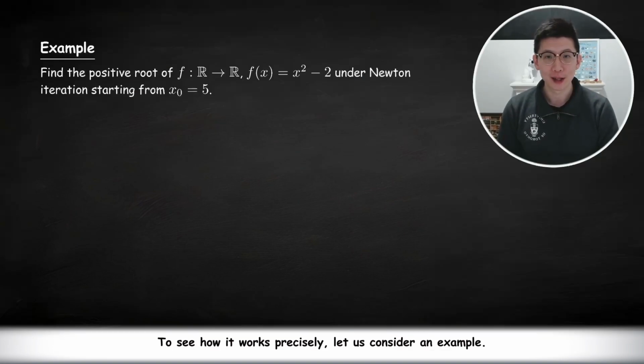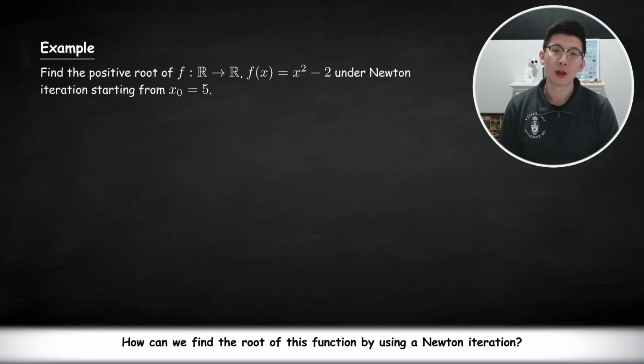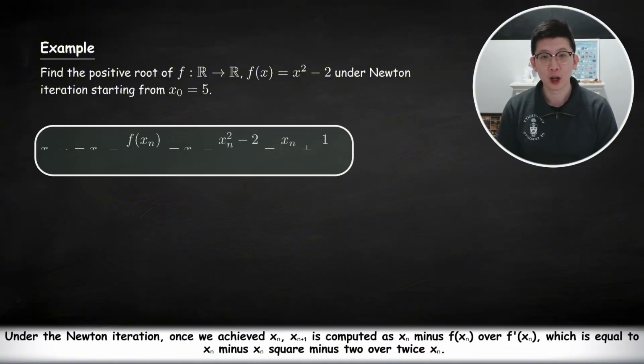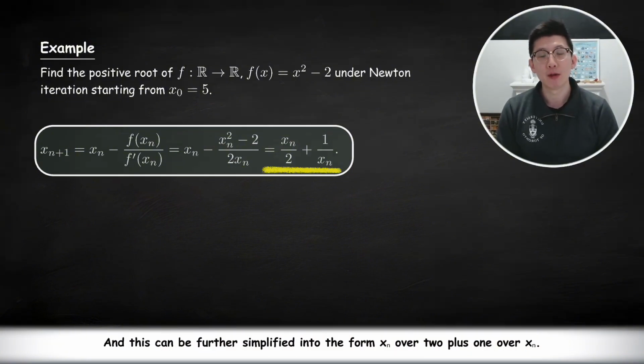To see how it works precisely, let us consider an example. Suppose that we want to find the value of square root 2, which is the root of the function f(x) equals x squared minus 2. And how can we find the root of this function by using the Newton iteration? Well, let us assume that we start from x_0 being 5. Under the Newton iteration, x_{n+1} is computed as x_n minus f(x_n) over f'(x_n), which is equal to x_n minus (x_n squared minus 2) over 2x_n. And this can be further simplified into the form x_n over 2 plus 1 over x_n.